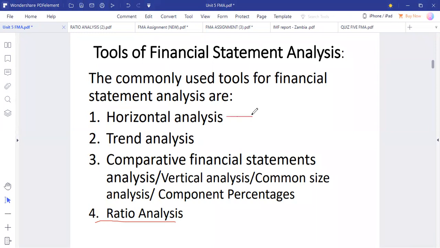Horizontal, we have a base year whose figures divide into the subsequent years. Trend analysis is simply a pattern which gives you an array of the pattern in which they're moving. And vertical analysis is upward or down. You use the sales figure or the asset figure to be your basis.